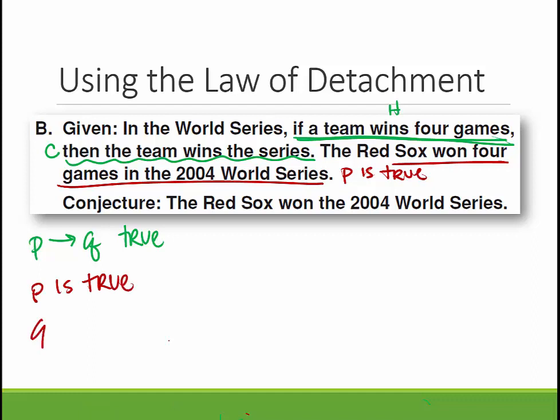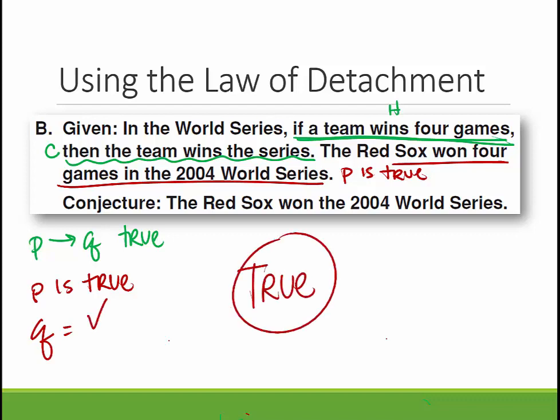So because of that, Q says that means the Red Sox had to win the 2004 World Series. This also has to be true because of the law of detachment. We have said we have a conditional statement. The hypothesis is true, so that means the conclusion also has to be true.